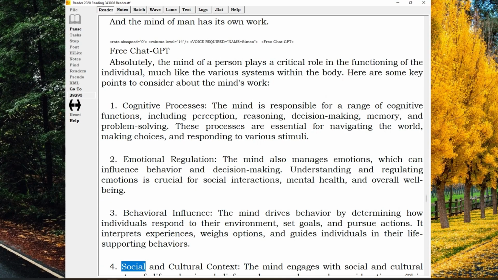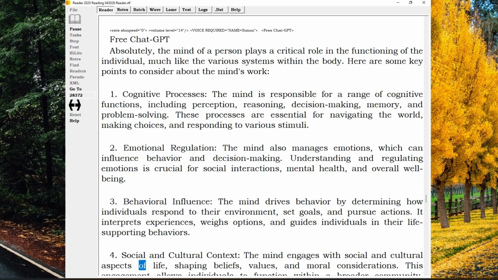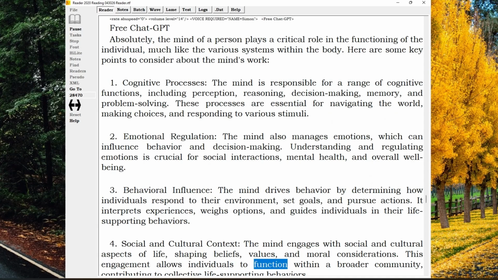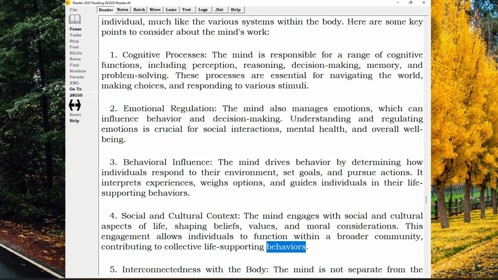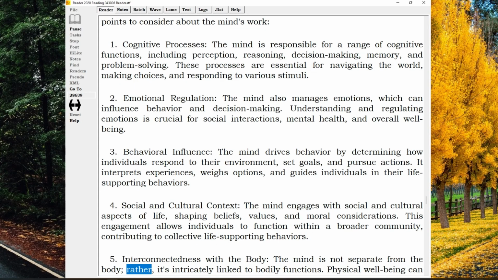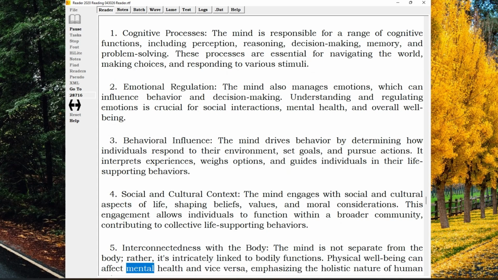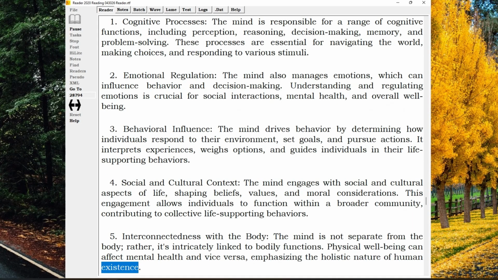4. Social and cultural context. The mind engages with social and cultural aspects of life, shaping beliefs, values, and moral considerations. This engagement allows individuals to function within a broader community, contributing to collective life-supporting behaviors. 5. Interconnectedness with the body. The mind is not separate from the body. Rather, it's intricately linked to bodily functions. Physical well-being can affect mental health and vice versa, emphasizing the holistic nature of human existence.